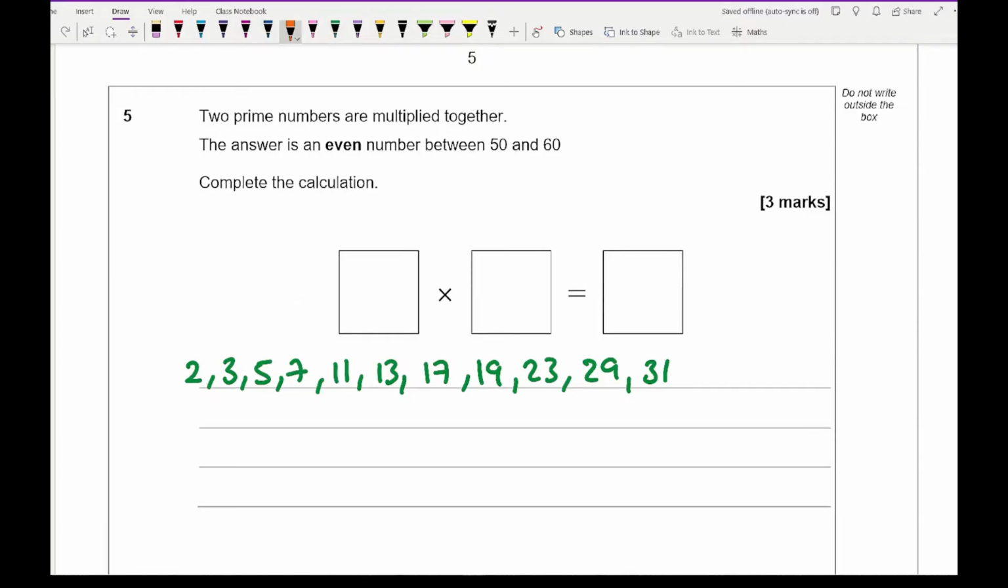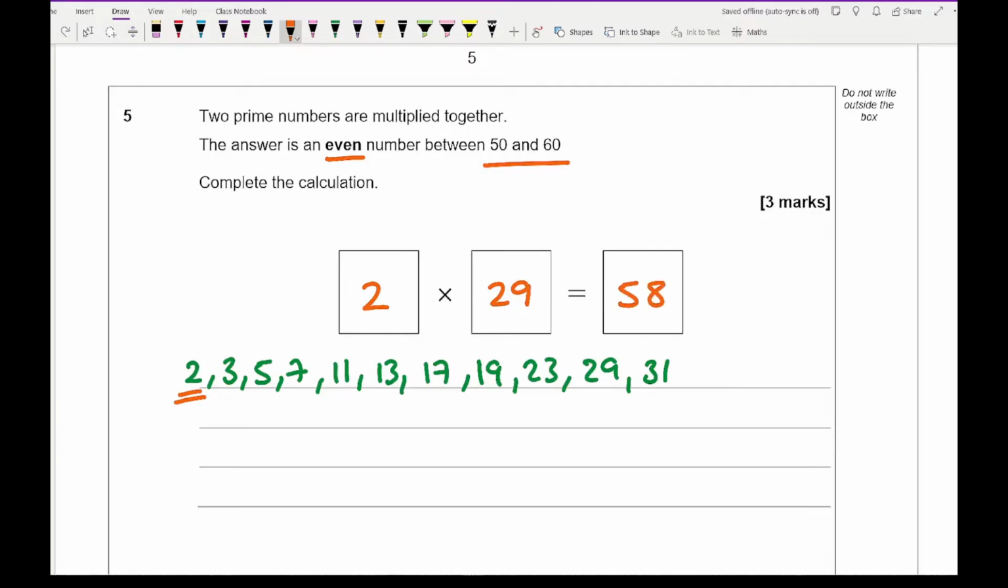Now in order for us to have an even number, one of the numbers I'm multiplying must be 2. So there's one of them. So here it's just a case of going through 2 times any of the remaining numbers to see which gives me an answer between 50 and 60. So here the correct answer and the only answer is going to be 2 times 29, which equals 58.